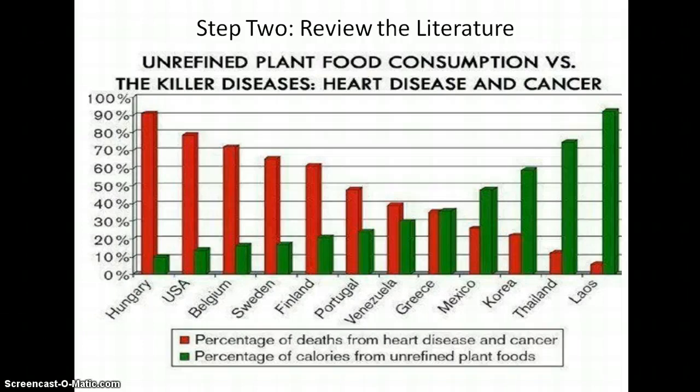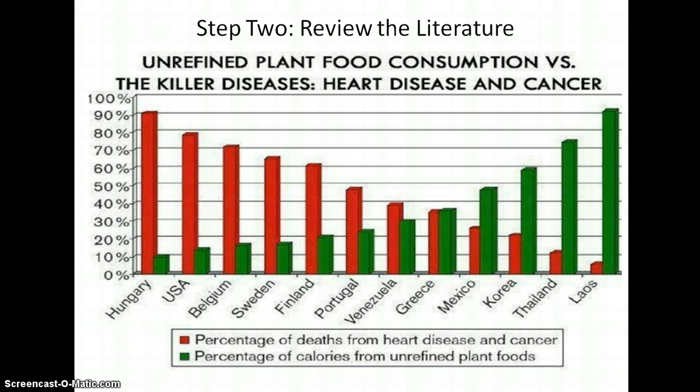Look at Laos. The standard Laotian diet has over 90% of its calories. That's the green bar here. Over 90% of its calories coming from unrefined plant foods. And fewer than 10% of the deaths in Laos are from heart disease and cancer. But look on the left-hand side at Hungary. Oh my God, 90% of the deaths from heart disease and cancer, but fewer than 10% of their calories are coming from unrefined plant foods.